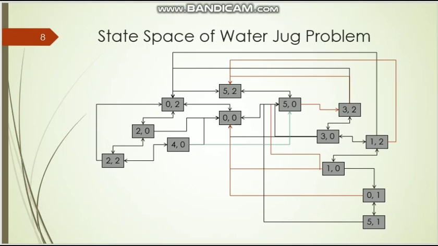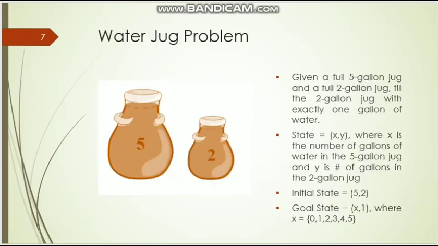In your syllabus, in your book, the jar size may differ. Here the jar size is given as 5, 2. I have shown the example. Another example is given in your book. Rich and Knight is the standard book of artificial intelligence for your course. Here the water jug problem is given with 4 and 3 gallon jars, where you have to pour exactly 2 gallons of water either in the 4 gallon jar or in the 3 gallon jar. That question is given in the book.